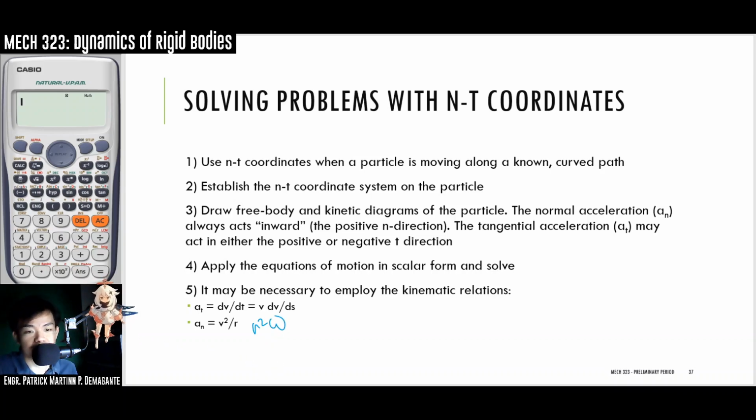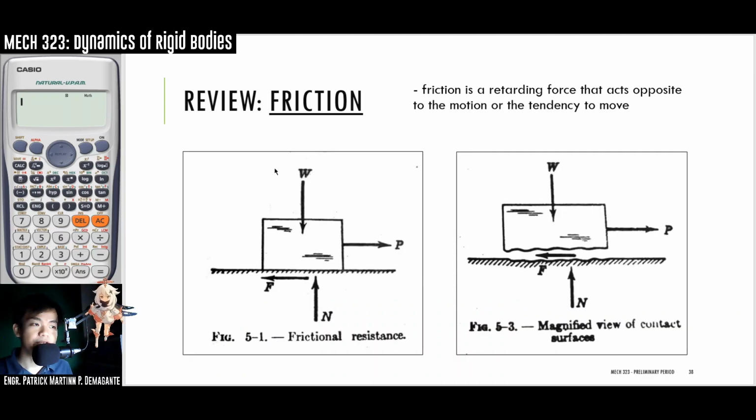Here in your module, the examples given are about friction. So, of course, since it's friction, let's review friction for a moment. Okay, friction is the retarding force that acts opposite of the motion or the tendency to move. So, in this figure, it shows the frictional resistance.